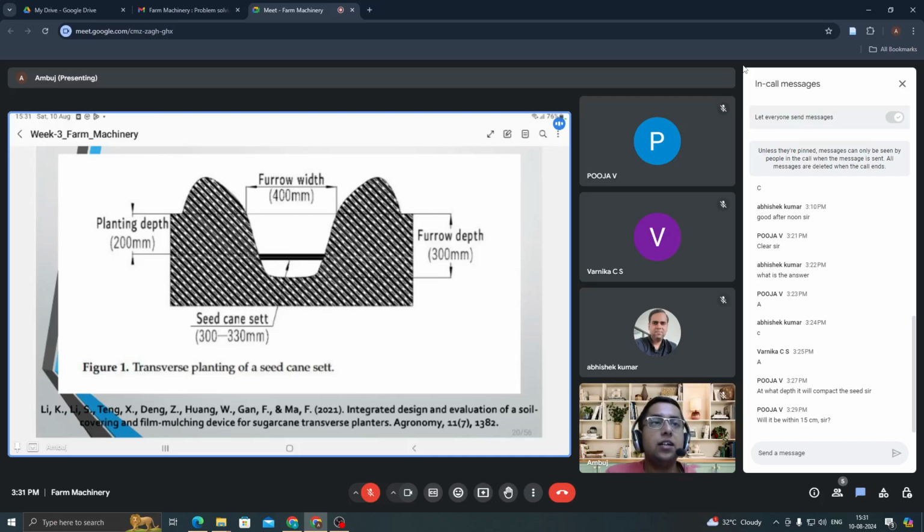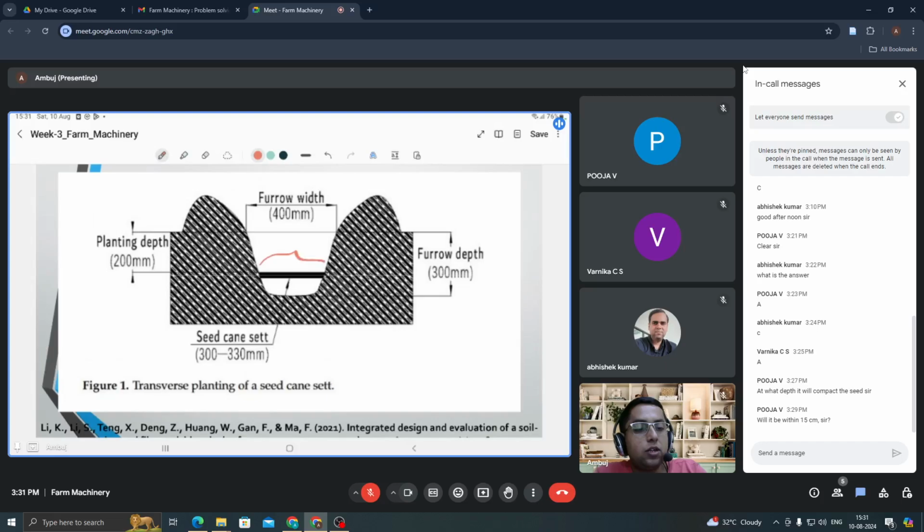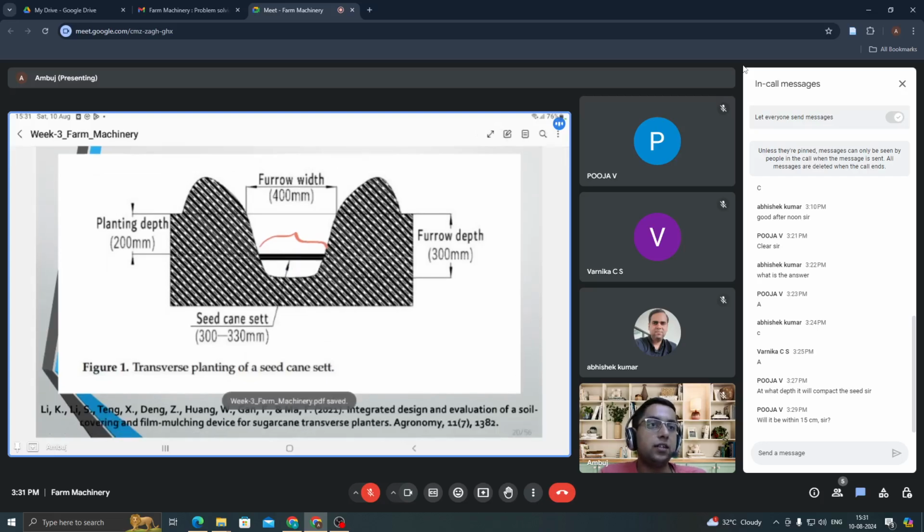This particular figure shows the transverse planting of a seed cane set. Here the set is getting buried, this particular horizontal black one. I'll just mark it. In this particular region we are burying a set. This is the planting depth, up to 20 centimeters. As Pooja has asked, what would be the optimum? It will vary from seed to seed. Then the furrow depth we have kept at 30 centimeters, and the furrow width we have made 40 centimeters, or 400 mm.